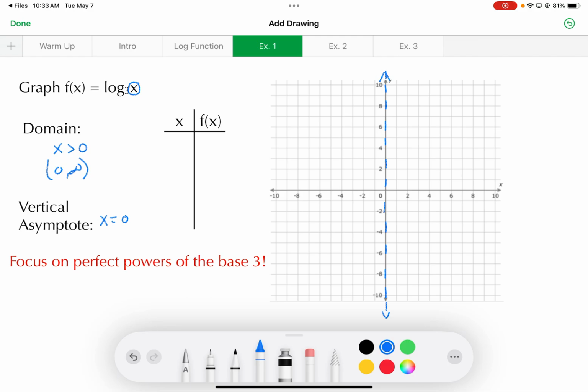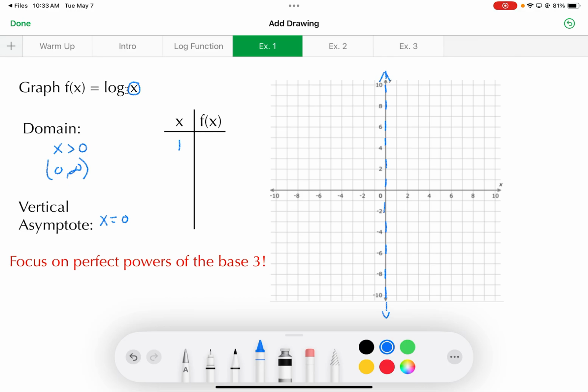Now, the one thing that's challenging for students when we go to graph these is choosing good values of x to plug into the function. What's in red here is the key. You want to focus on the base of the logarithm, which in this case is 3. For the log to evaluate nicely with integer values, we need to choose values of x that are perfect powers of 3. The first one I'm going to choose is 1. 1 is a perfect power of any base.